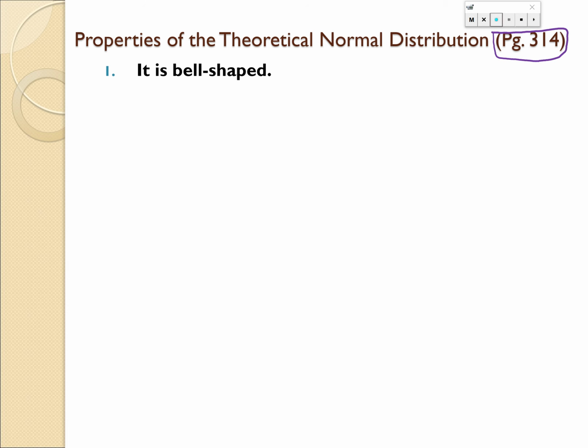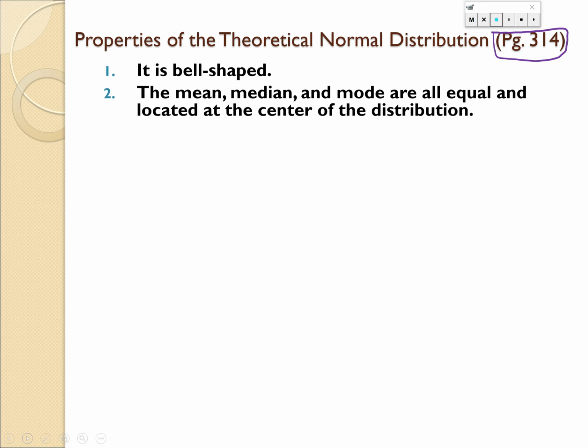The first property we've talked about, it's bell-shaped. I even drew you that fantastic picture of a bell. If you want to draw your own, you sure can. The mean, median, and mode, they're all equal, and they're all located at the center of the distribution. The distribution's unimodal, which means it just has one mode. The prefix uni means one. We have one mode.